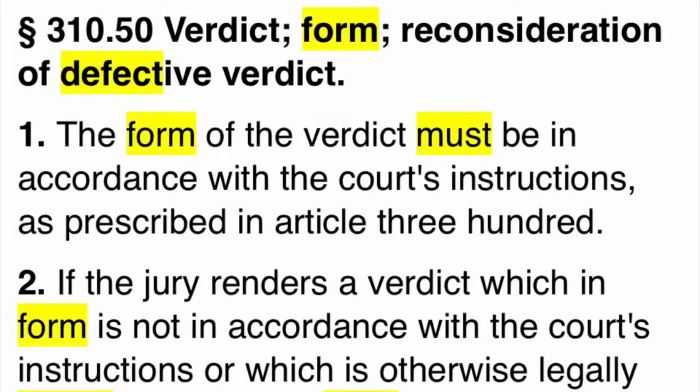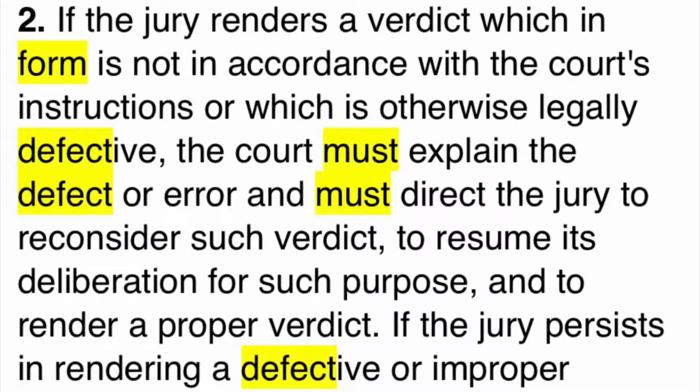If the jury renders a verdict which is not in form with the court's instructions or is otherwise legally defective, the court must explain the defect or error to the jurors, tell them to get their asses back in the jury room, reconsider the verdict, resume their deliberations for that purpose, and render a proper verdict.